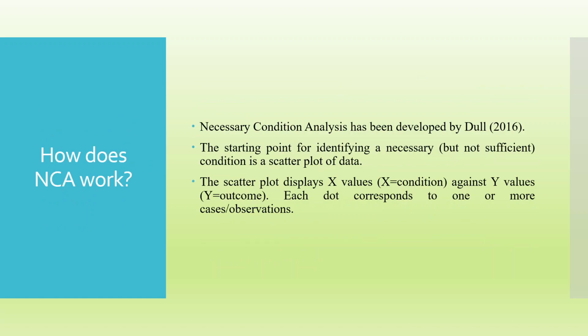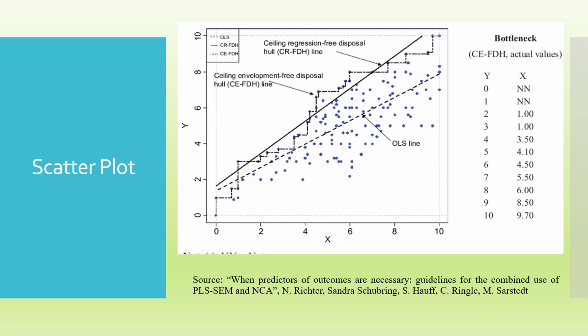Necessary condition analysis has been developed by Dul 2016. The starting point for identifying a necessary condition is a scatter plot of the data. Here we are not discussing sufficient conditions, we are just discussing the necessary condition. On the scatter plot, X displays the condition and Y gives the outcome. Each dot corresponds to one or more cases or observations. You can see here the blue dots, and when we pass a normal line through them, it is known as an OLS line.